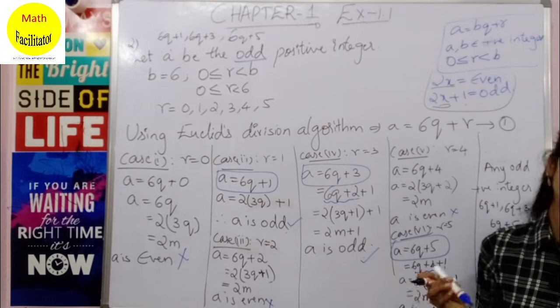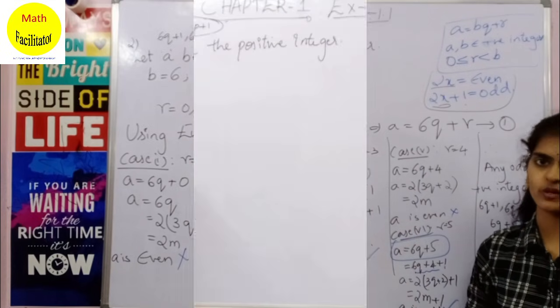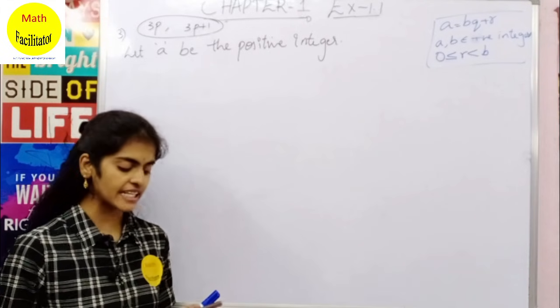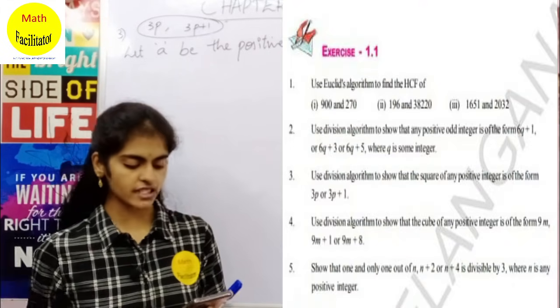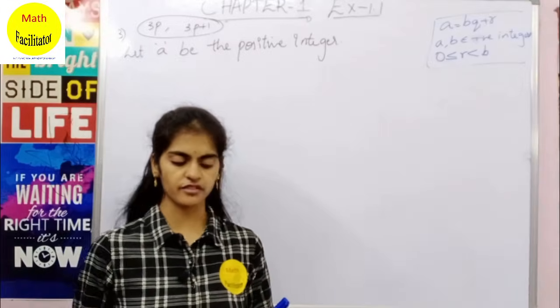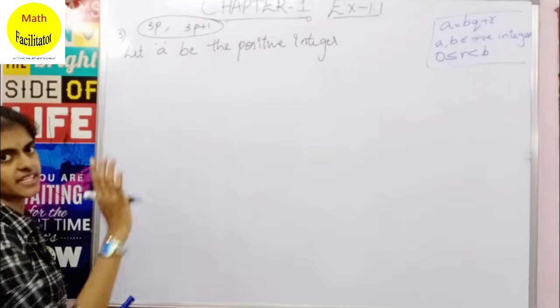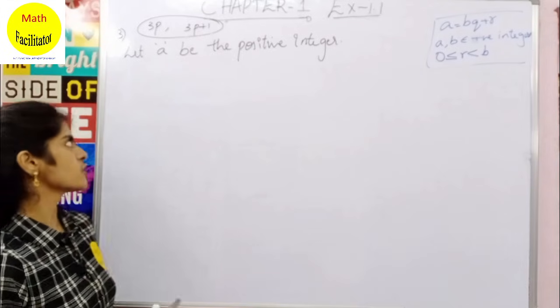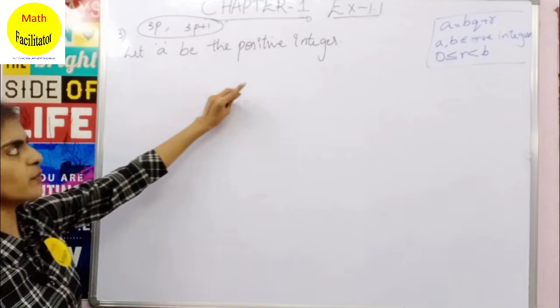Okay, this model will definitely be asked as an essay question. So moving on to the next question. Here you have: use Euclid's division algorithm to show that the square of any positive integer is of the form 3p or 3p plus 1. Okay, so I am taking, let a be the positive integer.